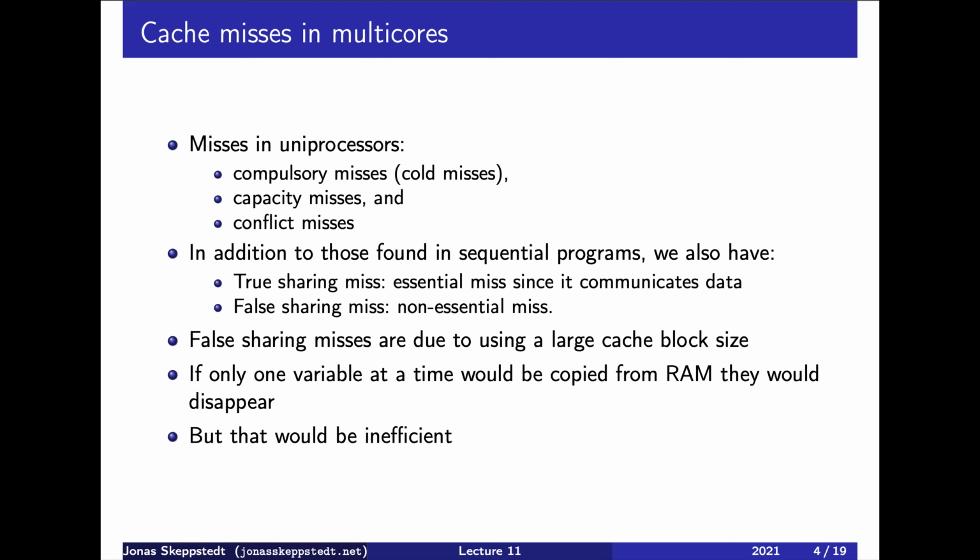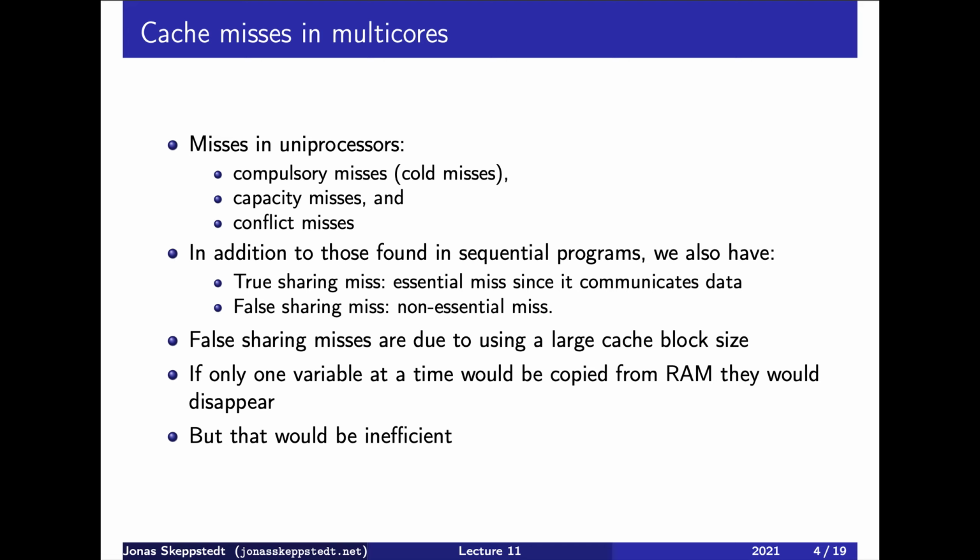Capacity misses are misses due to the cache being too small. So we simply access more data than fits in the cache. And what can we do about that? Trying to use a different data structure can help. We will look at ways to do that.